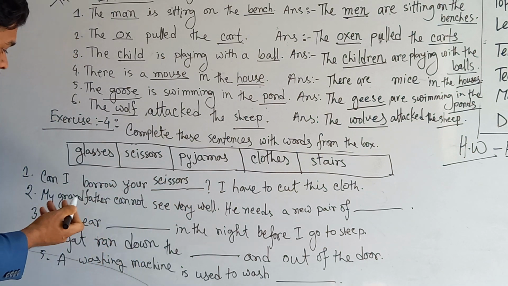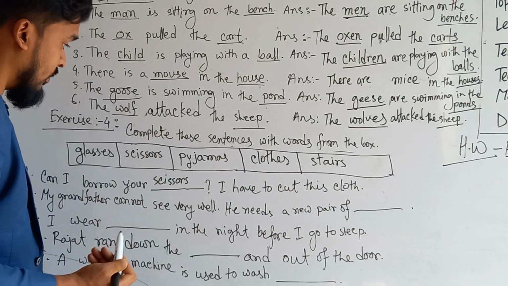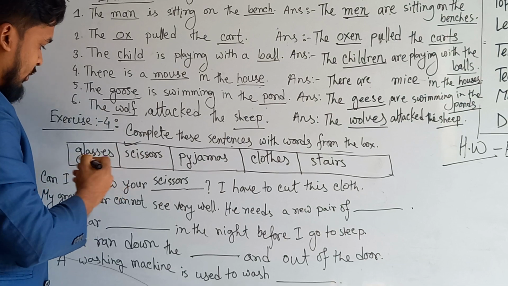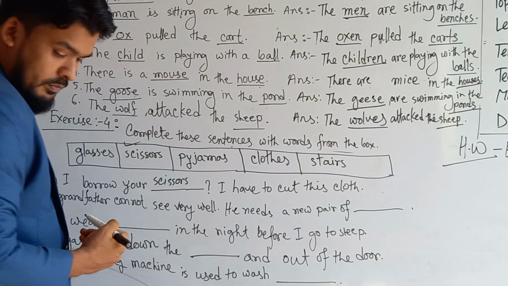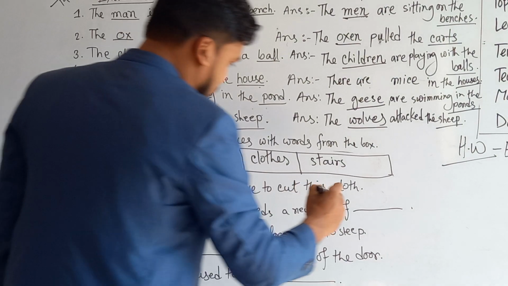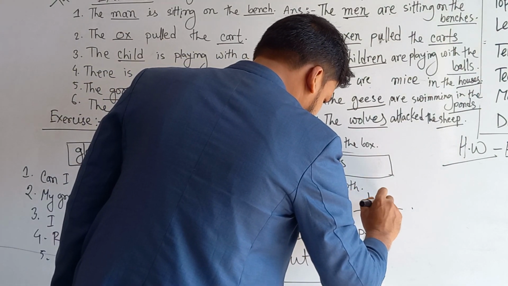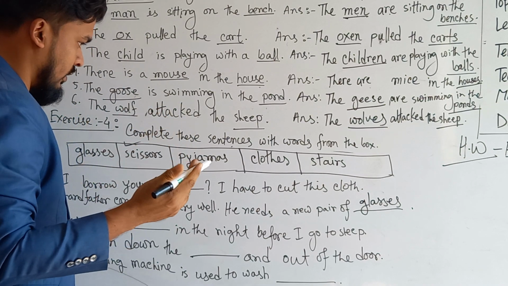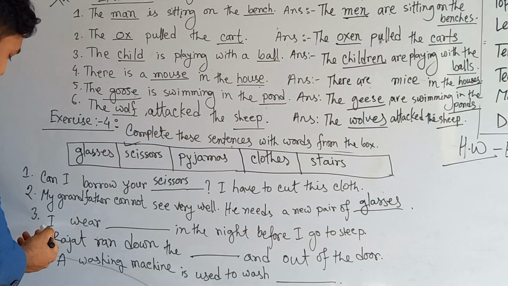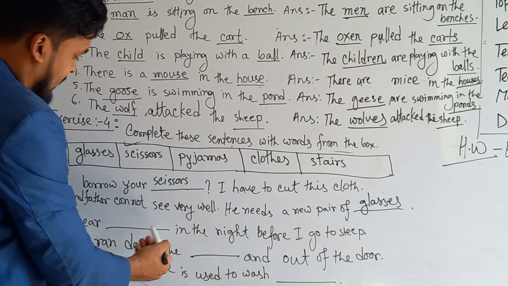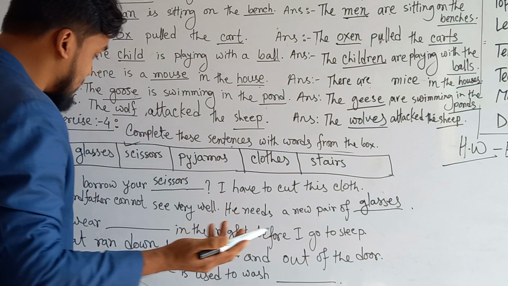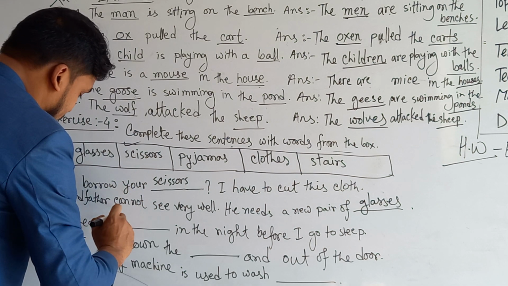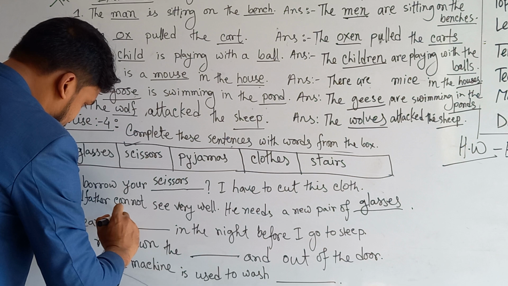Number 2, my grandfather cannot see very well. He needs a new pair of, okay, this is done, a new pair of glasses. Okay, you have to use these 5 nouns as plural. Okay, glasses. Number 3, I wear dash in the night before I go to sleep. I wear, okay, pajamas.